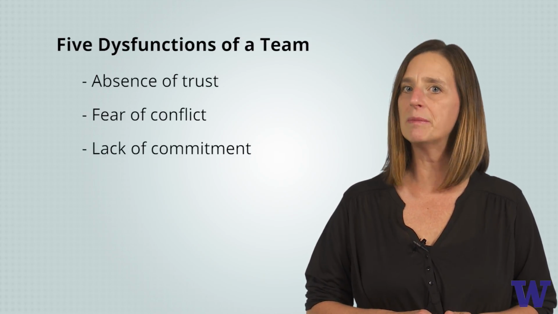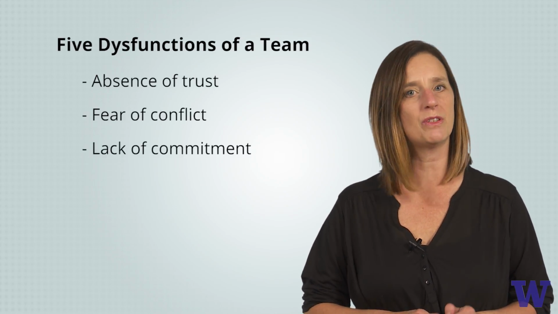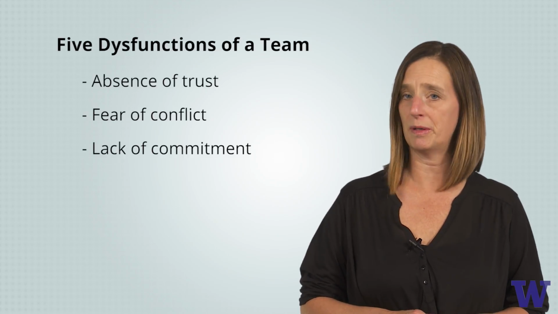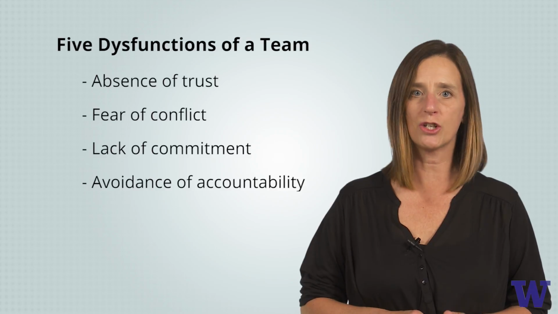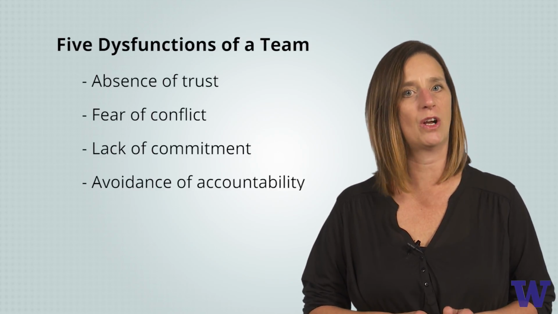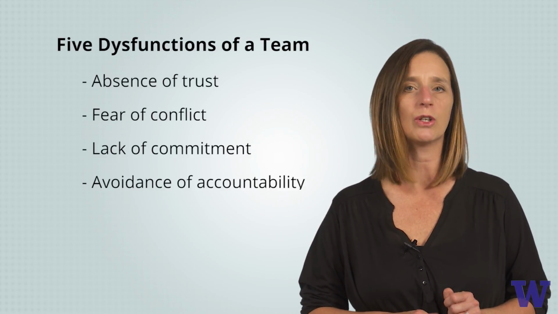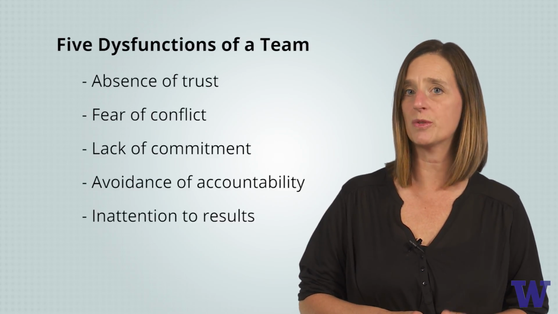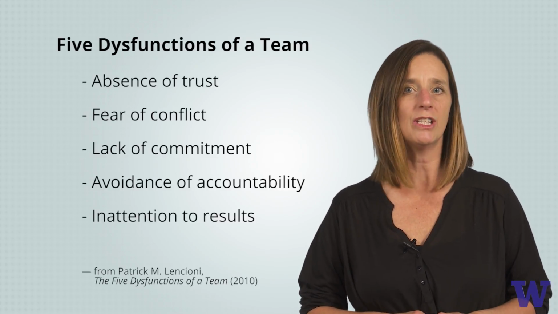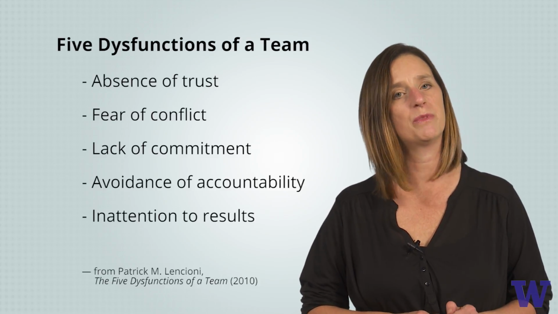3, lack of commitment. Uncommitted to group decisions or simply feign agreement with them. 4, avoidance of accountability. Shirk responsibility of calling peers on counterproductive behavior or low standards. 5, inattention to results. You prioritize individual needs over the overall team's success. Through motivation and team development, project managers can build effective teams.